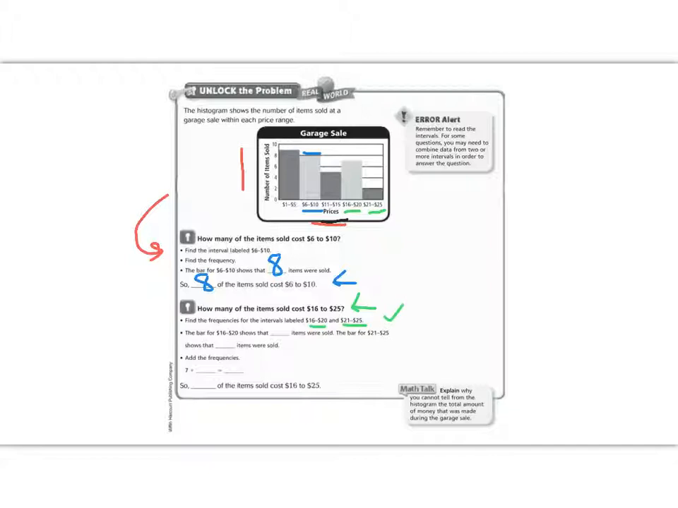Got that. Now it says the bar graph from 16 to 20 shows, okay, we need to see how high our graph goes. It goes here between 6 and 8. We know that is 7. And the other one goes right here to 2. And if we are going to find the total, then we need to add them together. So 7 plus 2 equals 9. So in the $16 to $25 range, 9 items were sold.